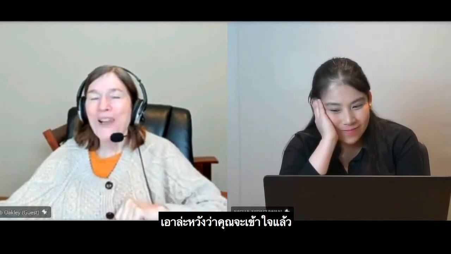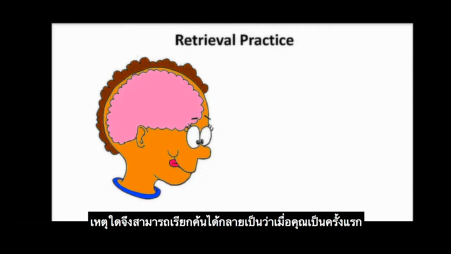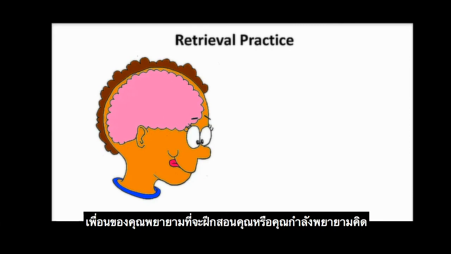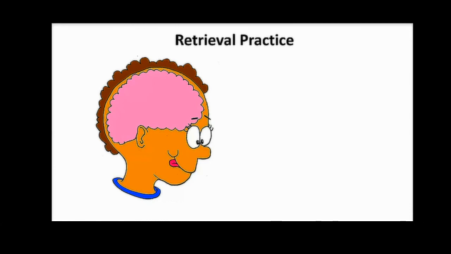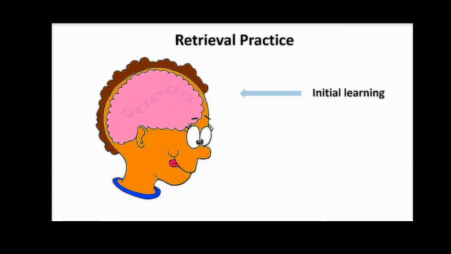Okay, so hopefully you've got it in mind, and the answer is retrieval practice. So why could it be retrieval practice? It turns out that when you're first learning something, like your professor is teaching you something, or your friend is trying to coach you, or you're trying to figure it out from a book, what's happening is you have this initial learning going on. It's making a faint set of connections in your brain.